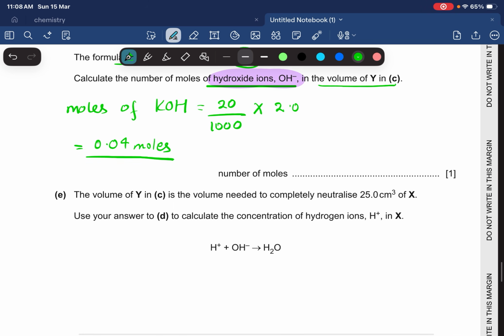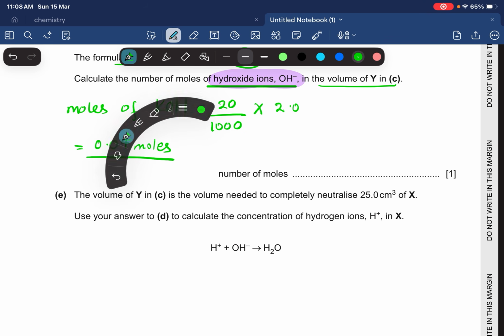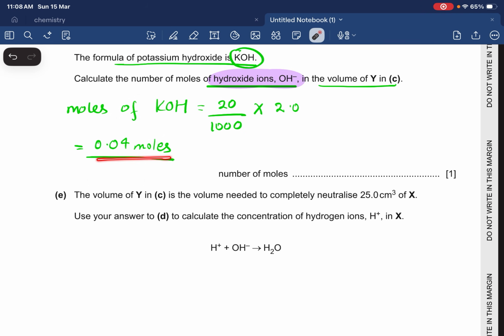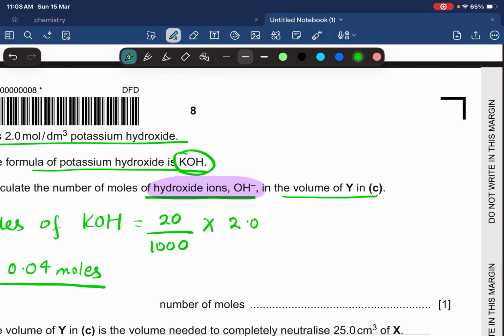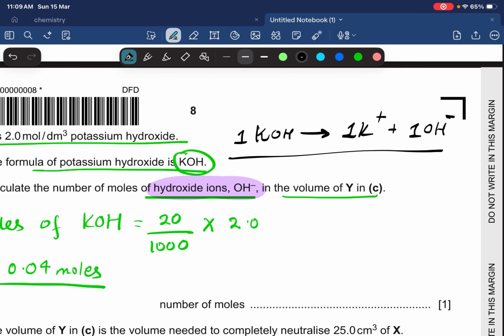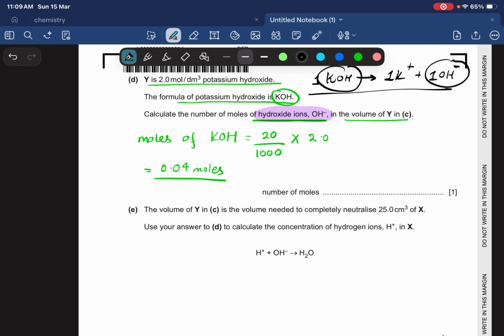Now, the second thing that we need to figure out is that if we have the moles of KOH, what do we know about the moles of hydroxide ions? Look, if you have 1 mole of KOH and you're trying to dissociate it, you're going to form 1 mole of K plus and 1 mole of hydroxide. Tell me if I'm wrong. No. So from 1 mole of KOH, you form 1 mole of hydroxide. So from 0.04 moles of KOH, you're going to form 0.04 moles of hydroxide and 0.04 moles of potassium ion as well. Got it?